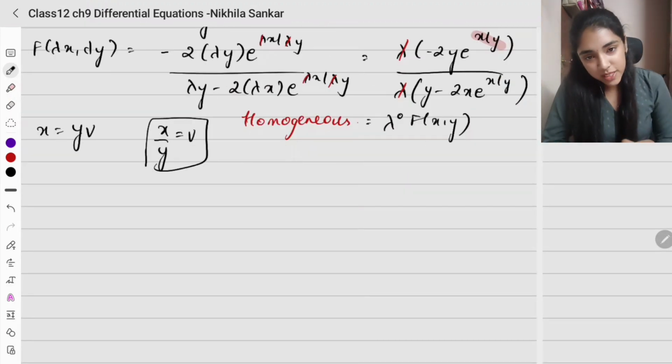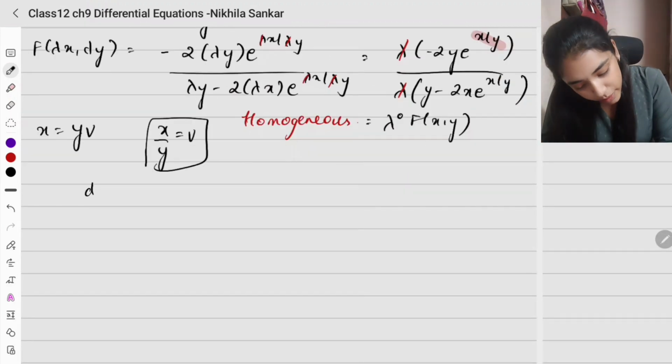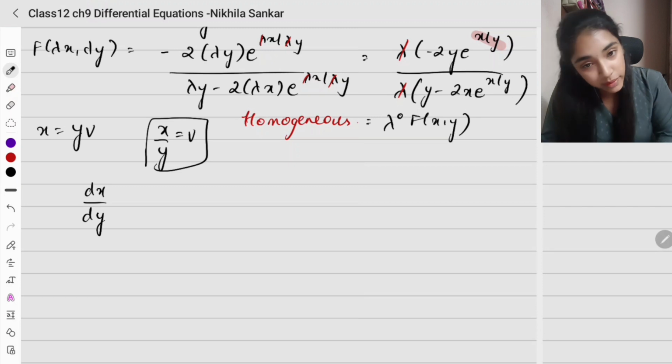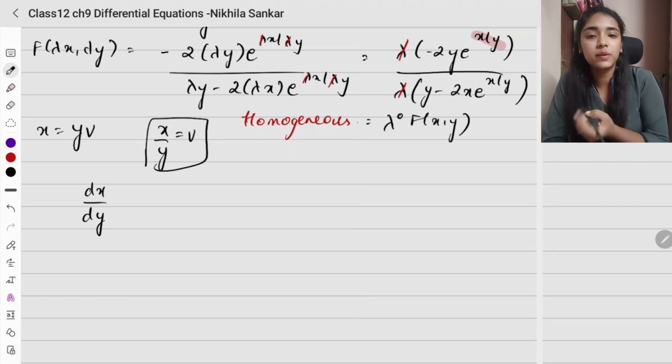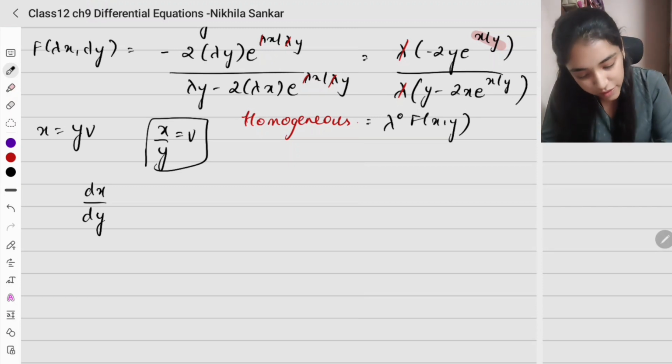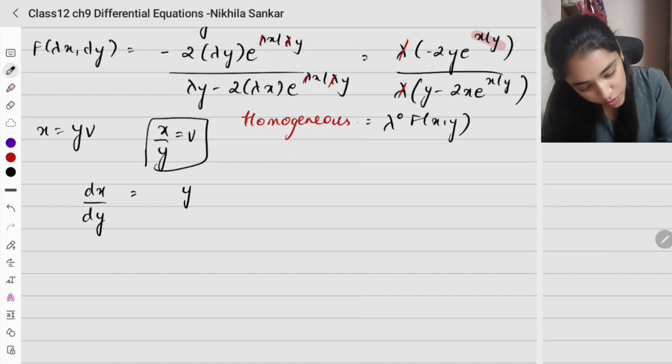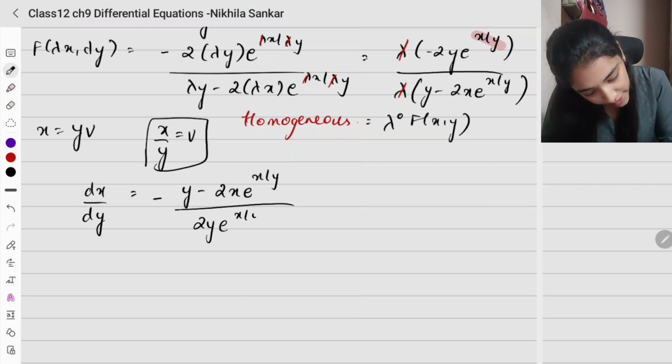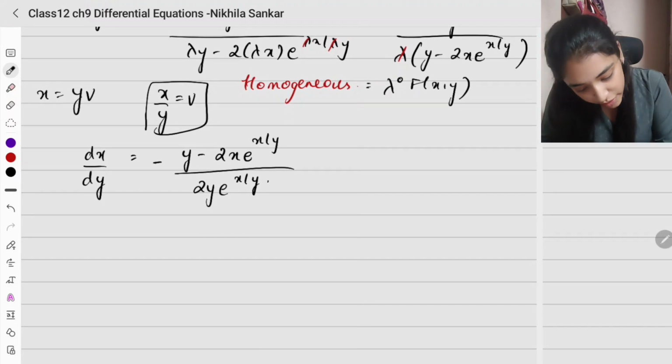Now since we are substituting for x by y, what am I going to do? Instead of dy by dx, I am going to do dx by dy. Okay, it is the same thing. You are integrating with respect to y instead of x. That is the only difference. Equals the reciprocal of this has to be written. So I have y minus 2x e to the x divided by y, the whole divided by minus, don't forget, 2y e to the x divided by y. Now instead of x, I am going to put yv.